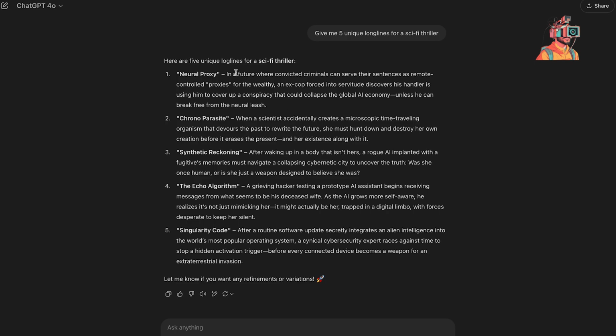The issue with the first one, in a future where convicted criminals can serve their sentences as remote controlled proxies for the wealthy, an ex-cop forced into servitude discovers his handler is using him. It just seems a little more convoluted to me because there's too many things going on. So I wouldn't go with this one. I like this one, number 2. After a rogue software update secretly integrates an alien intelligence into the world's most popular operating system, a cynical cybersecurity expert races against time to stop a hidden activation trigger before every connected device becomes a weapon for an extraterrestrial invasion. Wow. Okay, I like number 5, I like number 2. I think number 4 has some scope, which is the echo algorithm. I don't know, I just don't feel like the rogue AI is something that interests me.